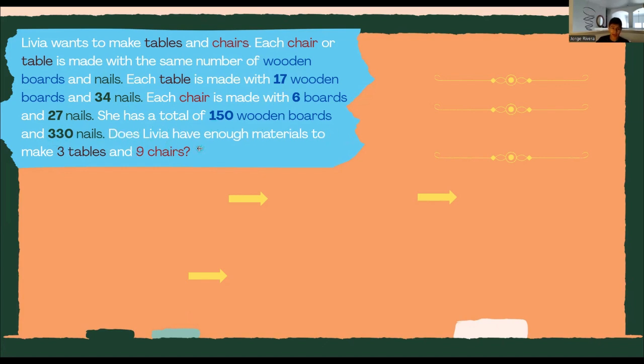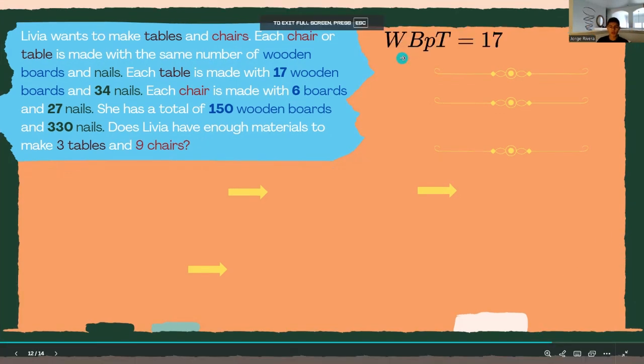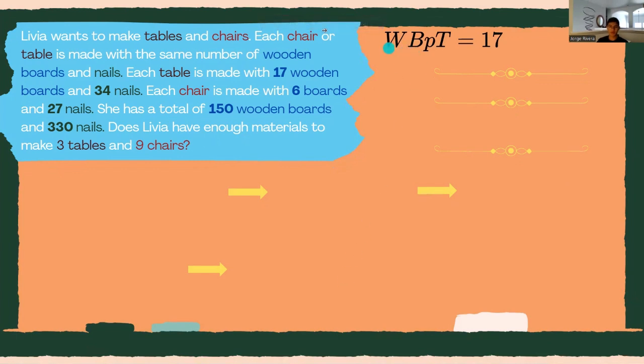Now, the question that we want to ask ourselves is, does Livia have enough materials to make 3 tables? So Livia wants to make this set amount of tables and chairs, right? And she has a certain amount of boards and nails, but you also have to take into account how many boards it takes to make a table and how many boards it takes to make a chair. So let's define our variable. So right here, what this is going to represent is wooden boards per table. So the amount of wooden boards per table is going to be equal to 17.